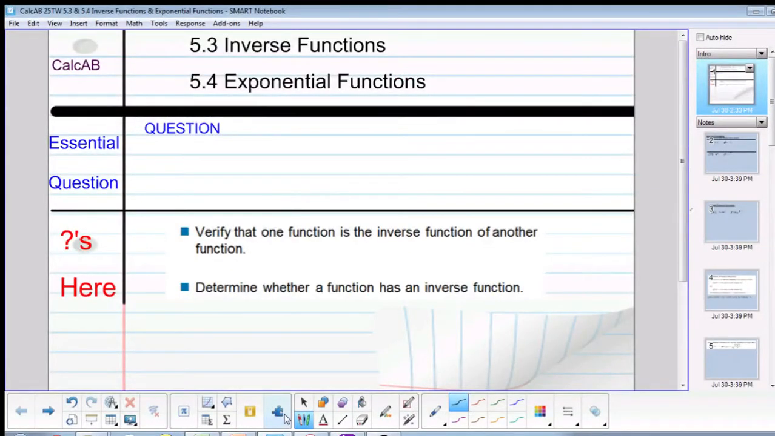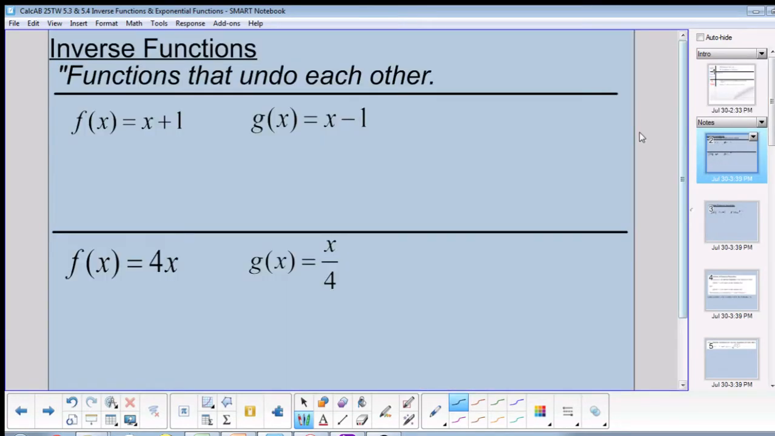Welcome, Calculus AB. This is 5.3 inverse functions and 5.4 exponential functions. Let's begin. This is a lot of review, so if you know a lot of this, you can skip it. Inverse functions, what are those? Basically, they're functions that undo each other. It's almost like opposites in a way, or like going backwards.